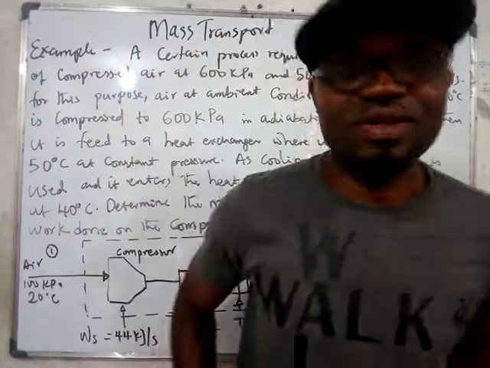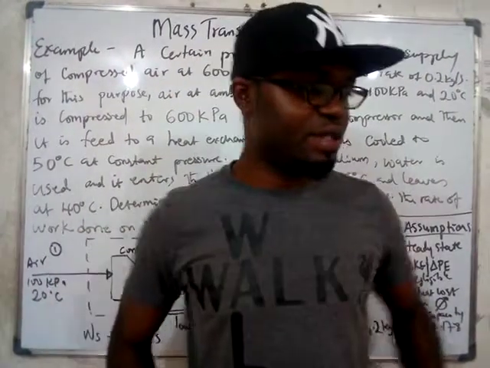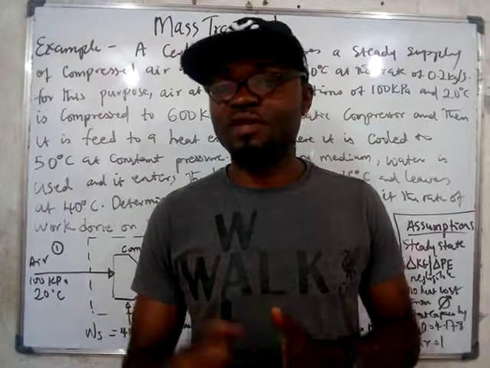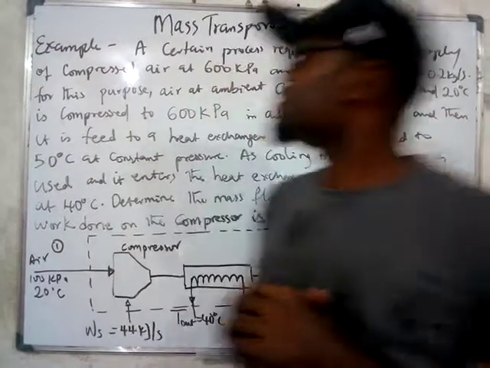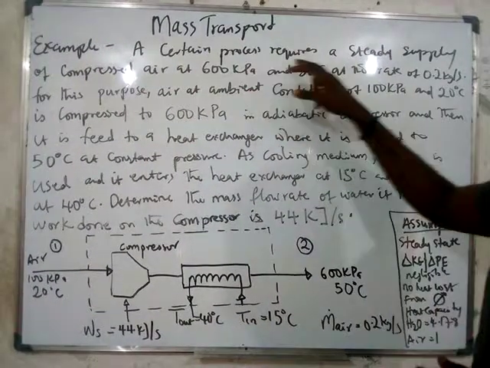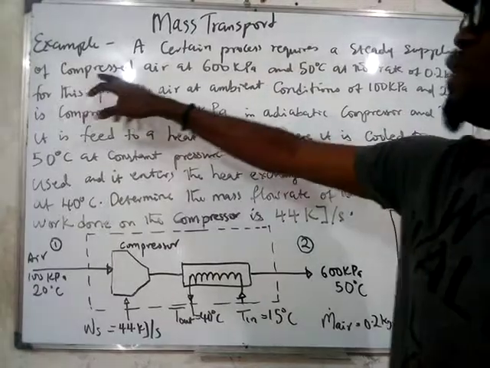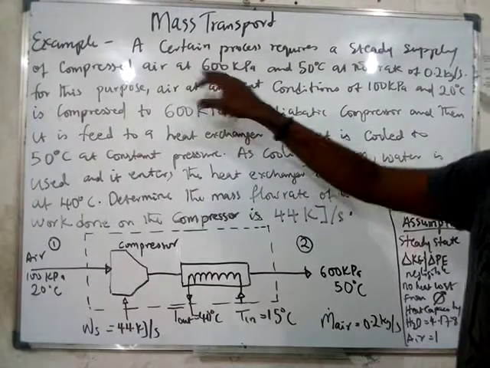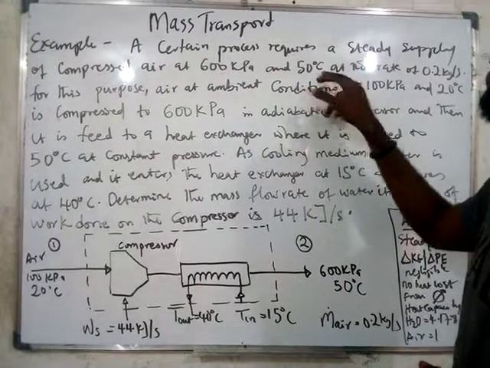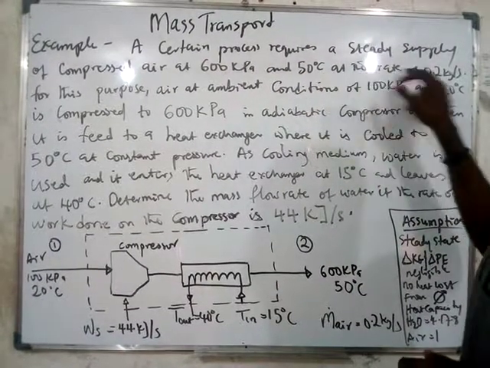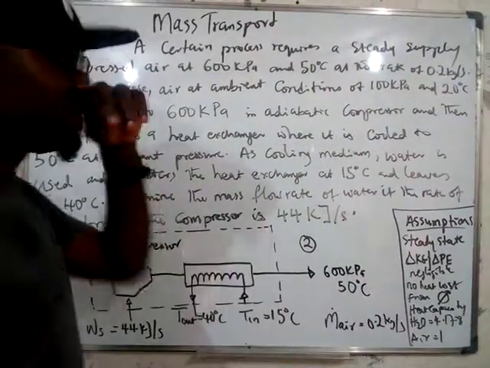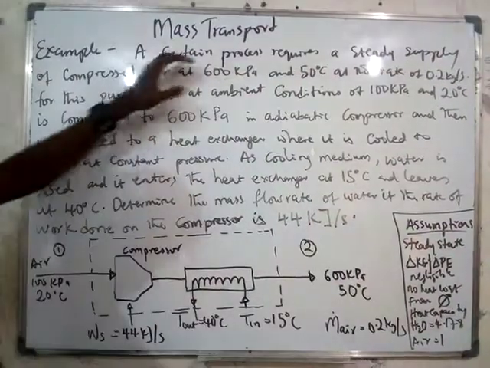Hello, welcome. Today we're going to be looking at a mass transport example or assignment that is very important for our exams. And the question goes this way. A certain process requires a steady supply of compressed air at 600 kilopascal and 50 degrees Celsius at the rate of 0.2 kilogram per second. That is what the process requires.